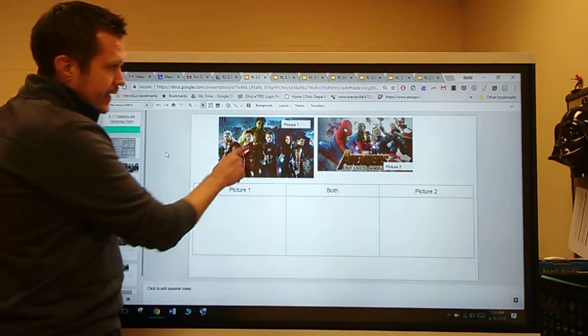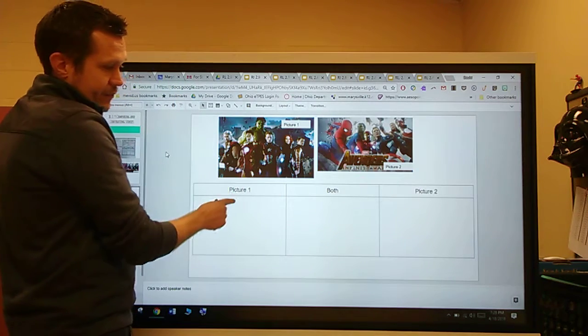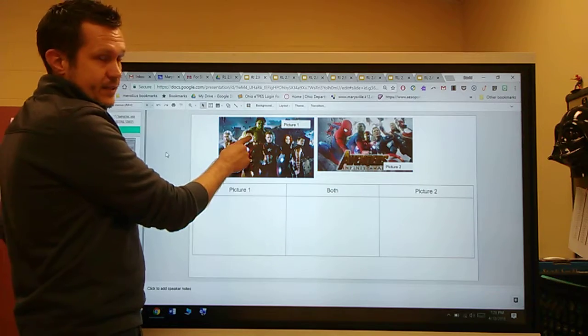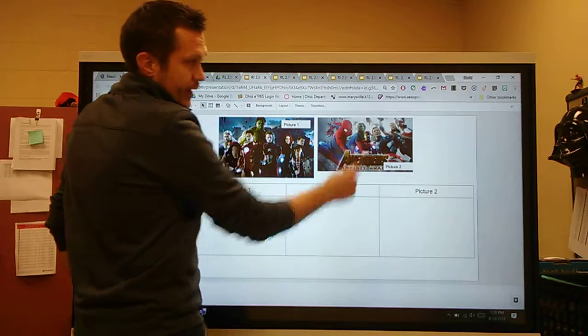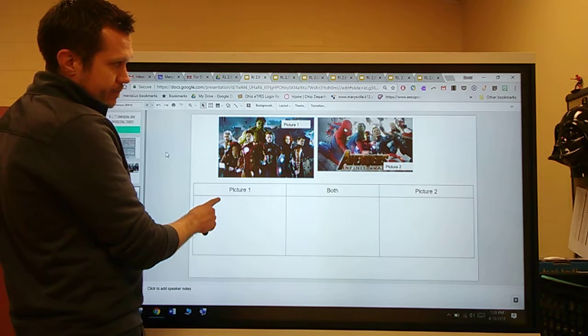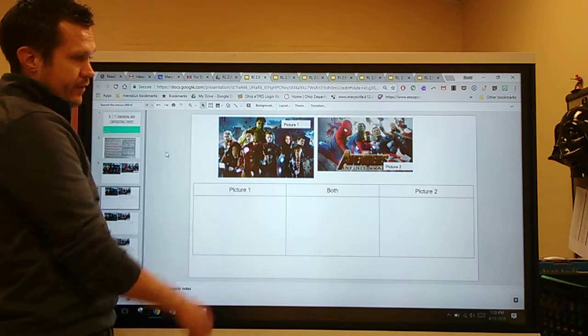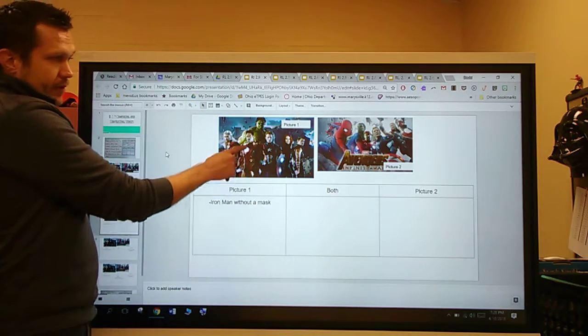Well, when I look at it, I can see that Iron Man doesn't have a mask in this one, and Iron Man does have a mask in that one. On this one, I can see that Iron Man, like I said, is one of those. And let's take a look at some of the other things. So Iron Man without a mask.